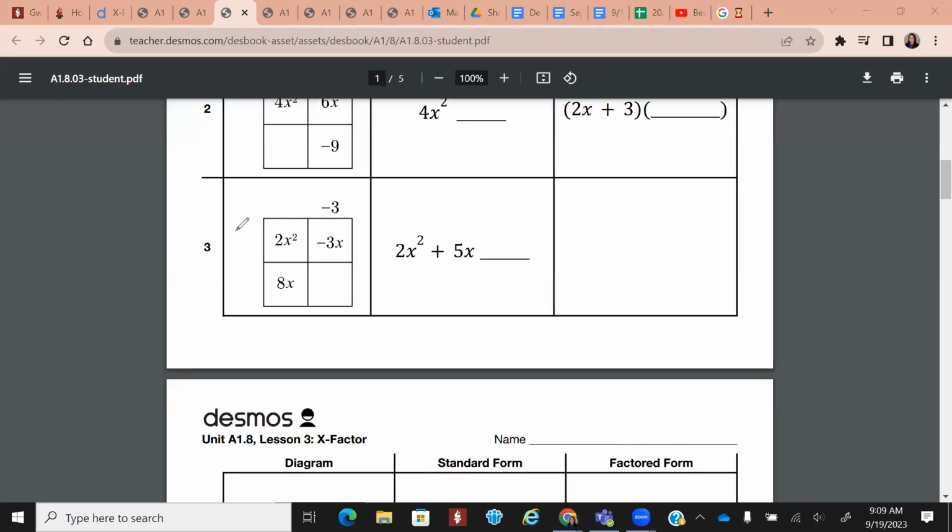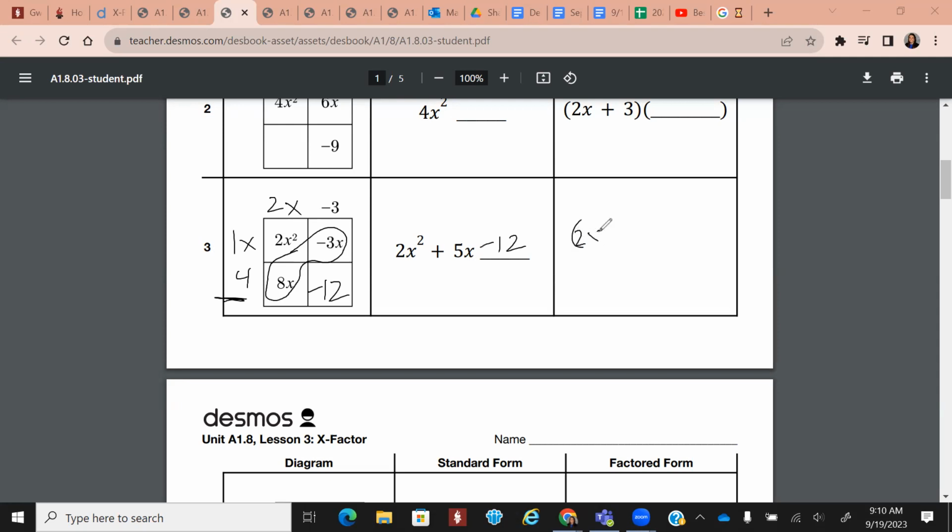You're asking yourself, what times what would give me 2x squared? So what are factors of 2? 2 and 1. Okay, so 2 and 1. And we're going to do x times x to give us that x squared, right? Okay. Now 2x times what would give us 8x? And 4 times negative 3 would give us, when I add this up on the diagonal, that gives me 5x. So I'm left with 2x squared plus 5x minus 12.